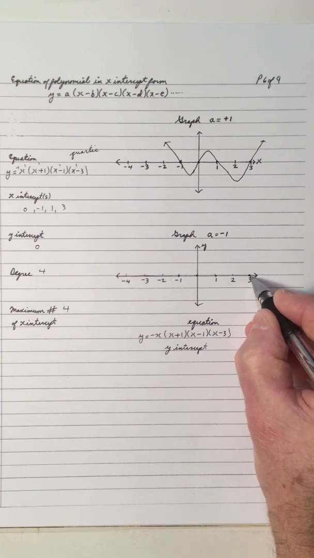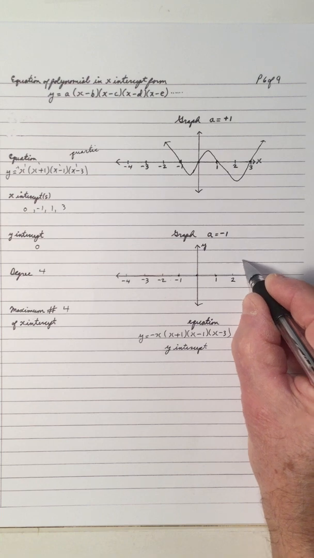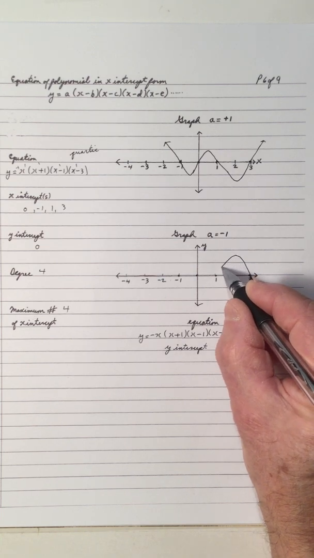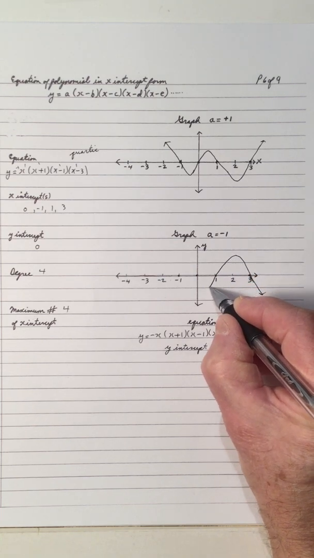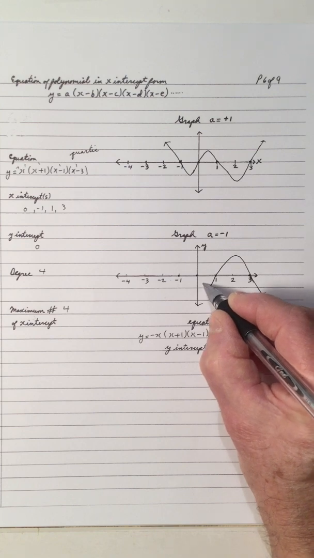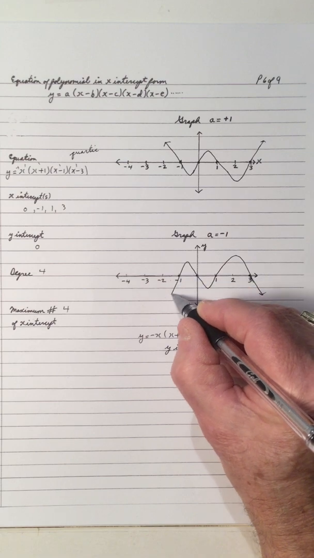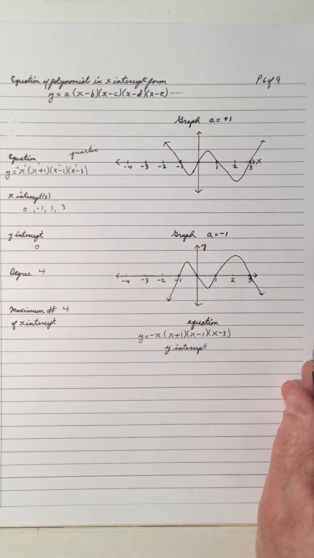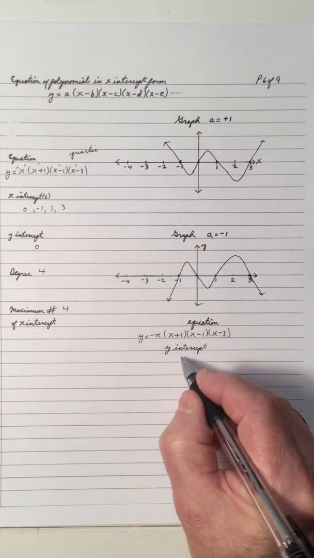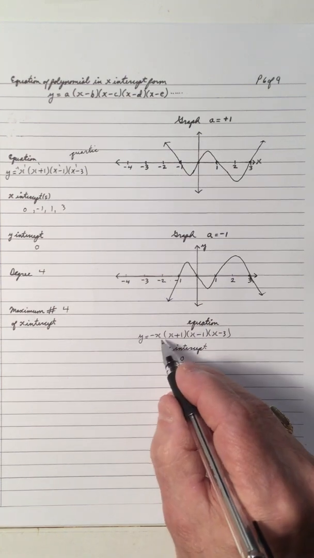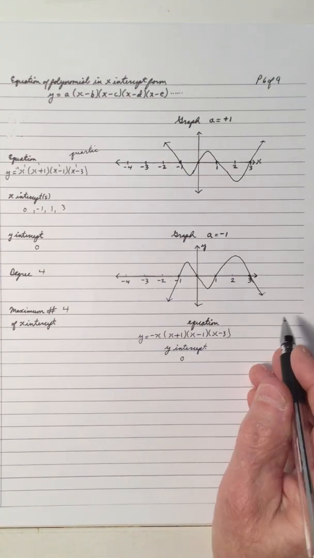And so here we go. It goes through, bends and comes down, goes through, bends and goes up, goes through, bends and comes down. There it is. So it's a mirror image. And the y-intercept of this one is also 0, because when you let x equals 0, y becomes 0.